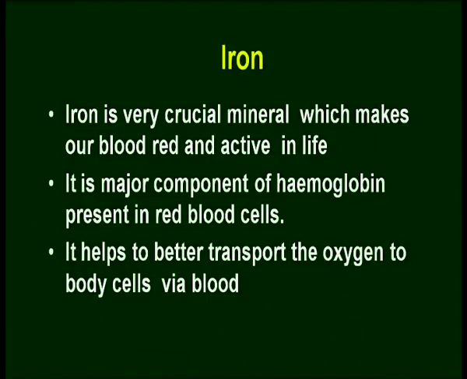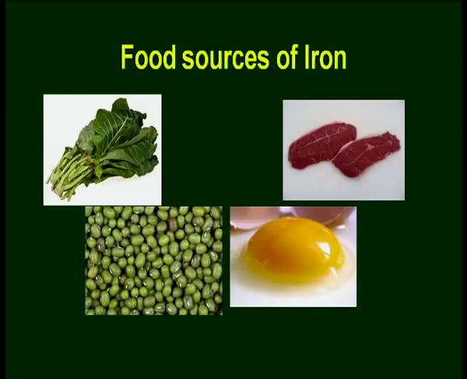Now we will talk about another important mineral, that is iron, which makes our blood red and makes our life very active. It is one of the major components of hemoglobin that is present in red blood cells. What is the function? It helps in better transport of oxygen to the body cells via blood. The oxygen we keep on breathing goes to the blood, but for that iron is very much needed, and it is available in plant sources or animal sources. The green leafy vegetables are very good sources, pulses are very good sources, cereals are very good sources, but among the animal sources, egg yolk or meat have a good amount of iron.